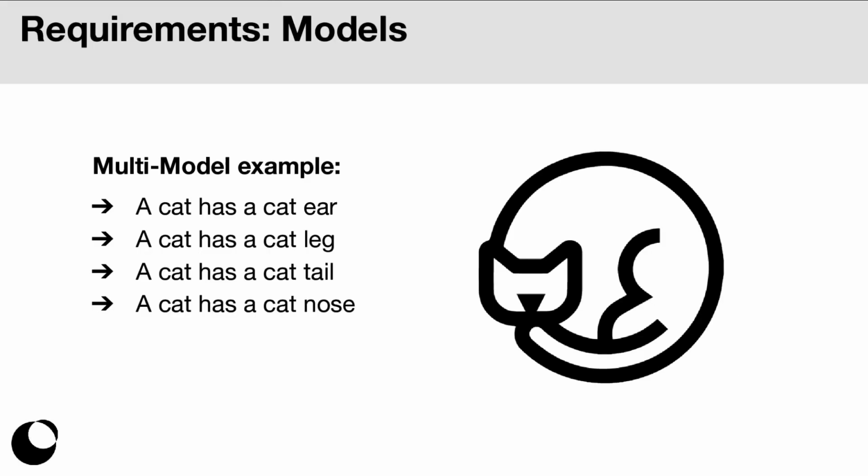For instance, a cat has a cat ear, a cat has a cat leg, a cat has a cat tail, a cat has a cat nose. So all those are patterns that will be detectable in your graph database, and having all of them in a single alert will bring you more context.